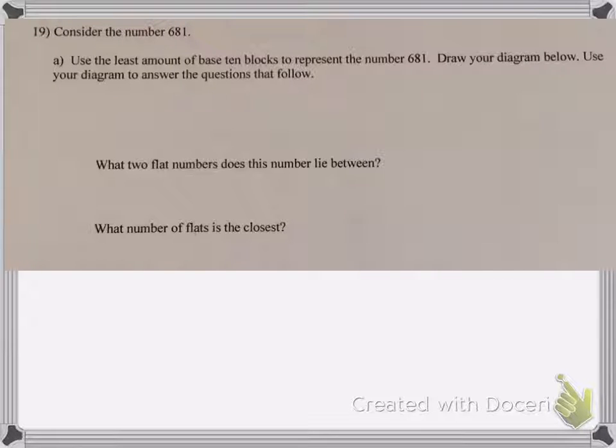So to make sure I'm using the least amount of base 10 blocks, I want to match up my base 10 blocks with my place values. We said 6 was in the hundreds spot, so that's 6 copies of 100. We said 8 was in the tens spot, so that means plus 8 copies of 10, and 1 in the ones spot, so plus 1 copy of 1.